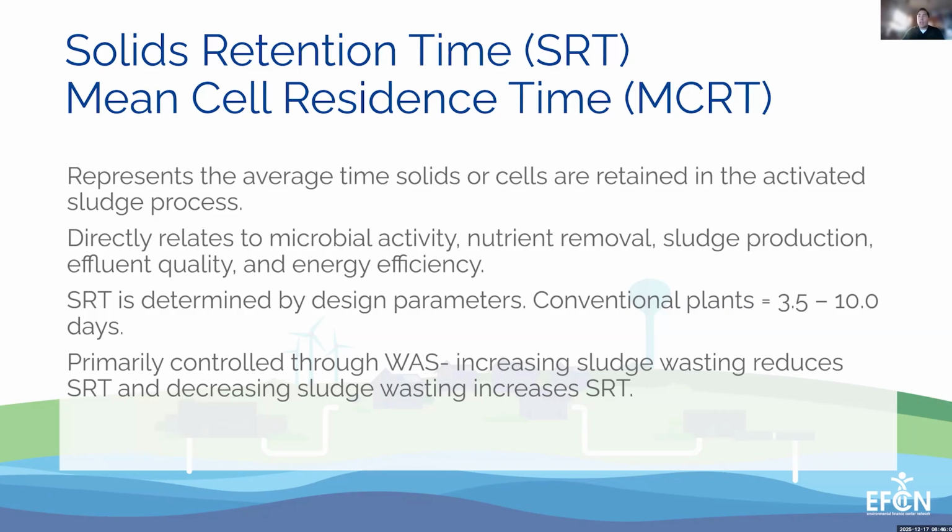So if you have too young sludge, it's not going to remove nutrients correctly. There's not going to be enough microbial activity. And if you have too old sludge, you start to run into the same problems. Also, if it's too old or too young, it affects your settling. That's why SRT and MCRT are another parameter that you calculate along with your F to M ratio, to make sure that your process is optimized.